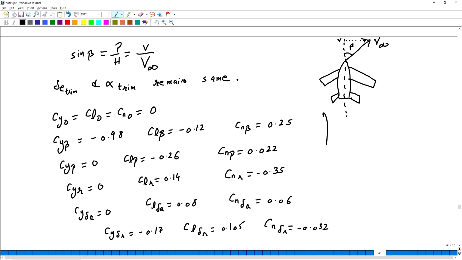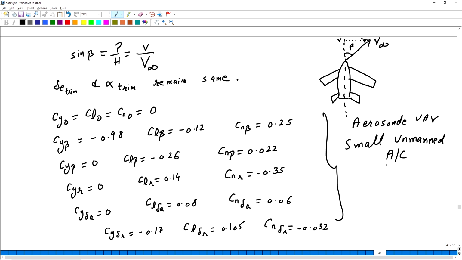Again, these parameters belong to the Aerosonde UAV, which I have considered from a book, Small Unmanned Aircraft by Randal Beard. And these derivatives belong to a particular equilibrium point, a particular trim value.